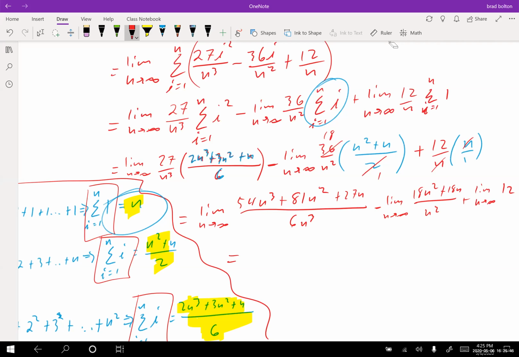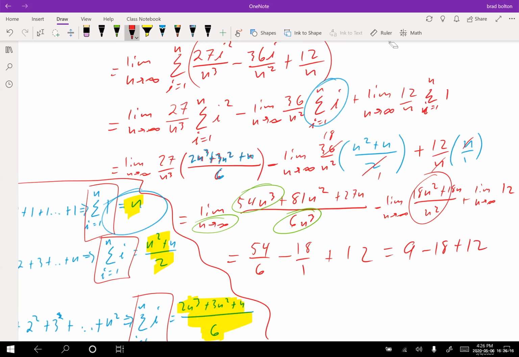Now, I taught you in pre-calculus and at the beginning of Calc 1, when you're dealing with rational expressions and approaching infinity, the only thing that matters is the dominating term. So we end up with 54 over 6 because the powers are the same. Once again, the powers are the same here, so we're left with 18 over 1, plus 12. So we end up with 9 minus 18 plus 12, which is 3. So this is the area under the curve.